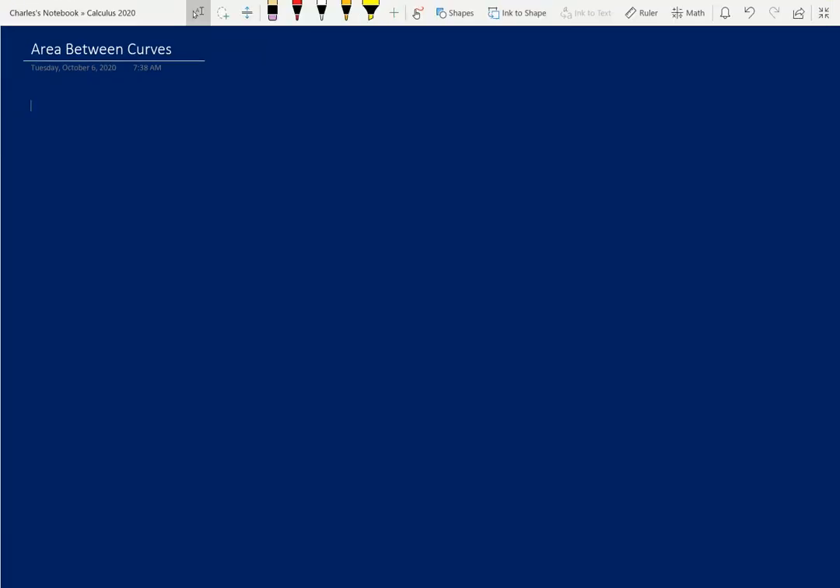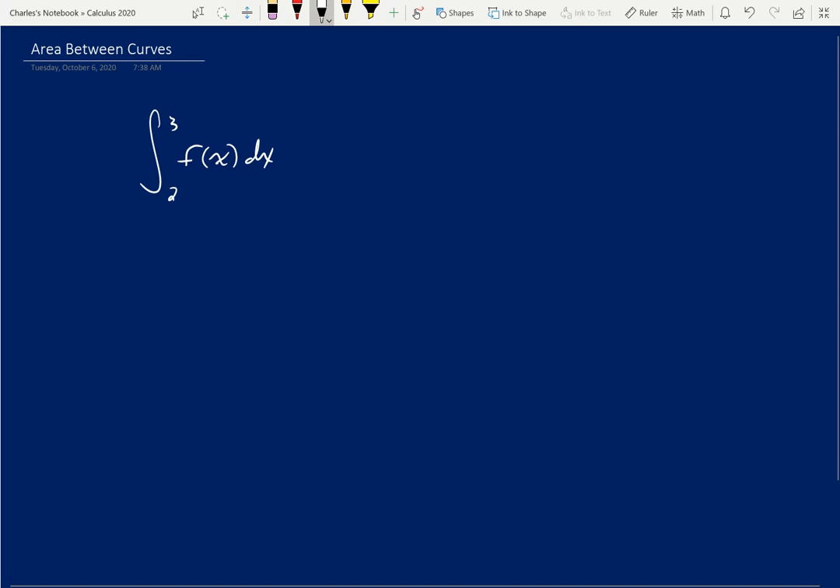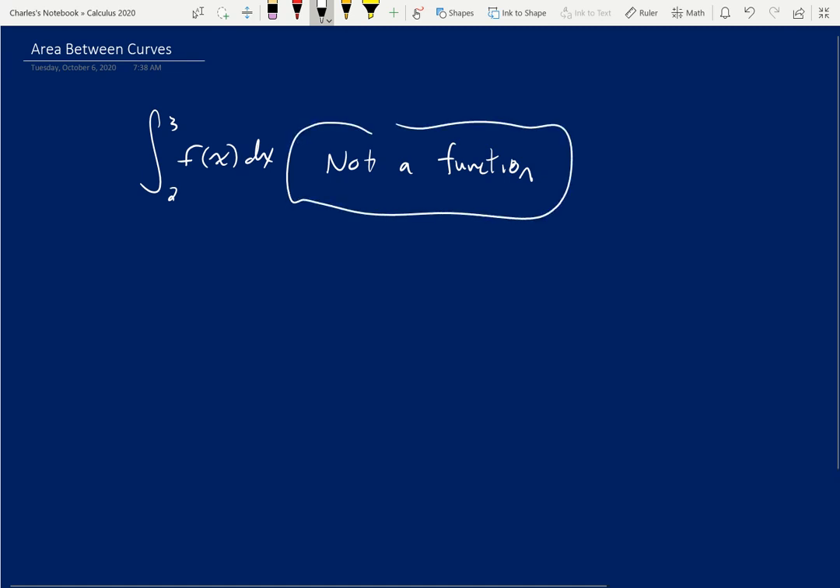All right, so we're talking about integrals, and today we're talking about multiple integrals and how we find areas between curves. What I want to start out with is an expression. If I say the integral from 2 to 3 of f(x) dx, I just want to remind you that this is not a function. I know there's a lot of things in there that look like variables, and it looks like something that might be able to take on multiple values, but this is not a function.